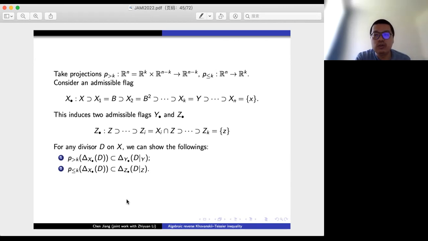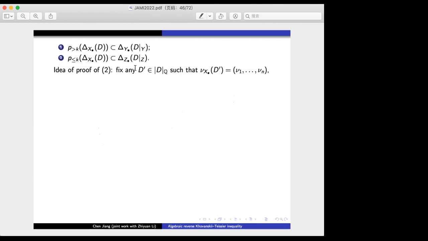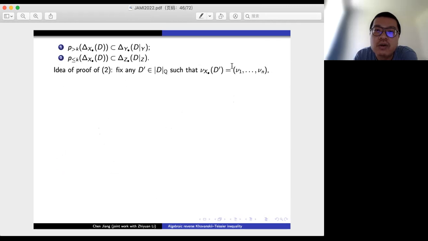Okay, so let me explain the proof. Actually, it's not so hard. Say we want to prove, let me explain the proof of the second one. The first one is almost trivial. So actually, the second one is also easy. Say given some D prime with the value nu1 to nu n, we want to show that nu1 to nu k is a point in this Okounkov body, right?